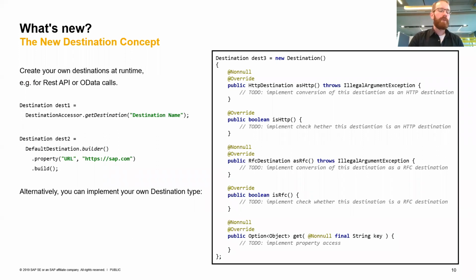Then, as I already said, it's possible for you to create destinations on the fly if you need it. This would look something like this, here again. The first call is the usual retrieval of a destination via the destination accessor. Our second approach would be to use one of our builders to reference the URL for your HTTP destination, pass it in, and then use the destination as you see fit. Or if that doesn't suit your needs, you're also free to implement the interface, which is rather slim in comparison, and it should work directly out of the box.